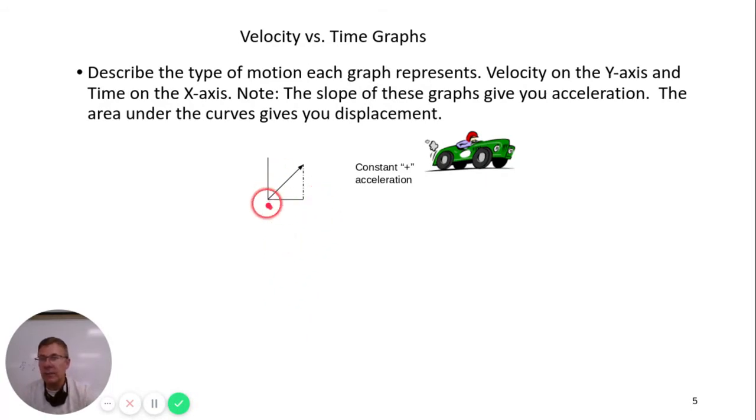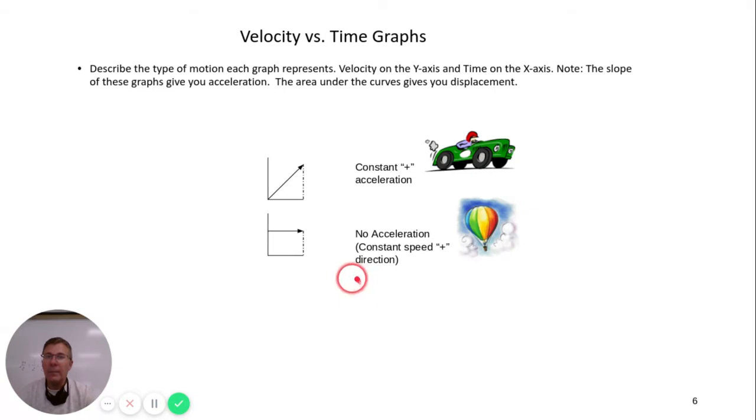So here's an example. You have a nice straight line, so it's constant, and the slope of velocity versus time is acceleration. So it's a positive acceleration, which means you're going faster. And since it's above the axis, it's moving away from you. This one here, a horizontal line, means there's no acceleration. So you're going constant speed in the positive direction because it's above the axis. If it was below the axis, it'd be negative direction, it'd be coming towards you.